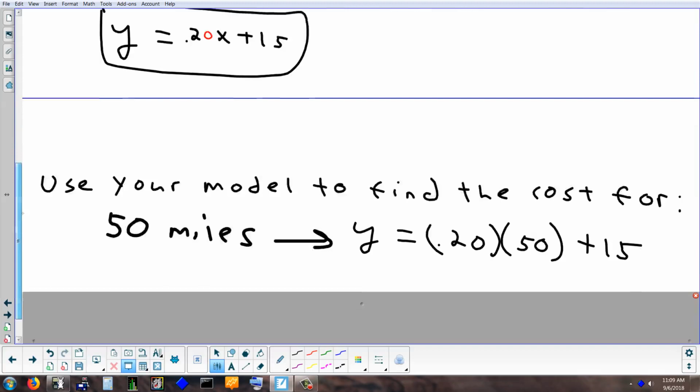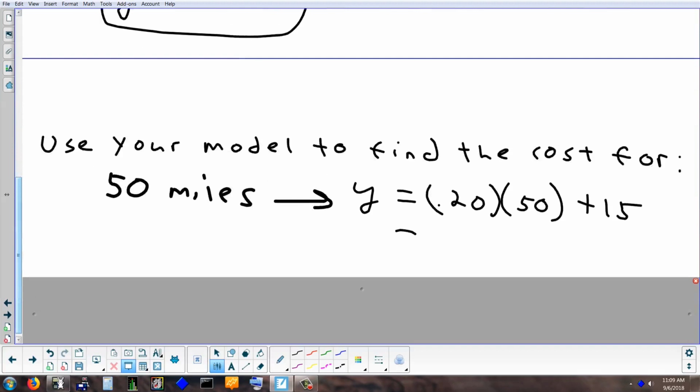Okay, so if we multiply that out, 0.2 times 50 gives me how much? 10. So 10 plus 15 costs you $25 to rent the car in this situation, 50 miles.